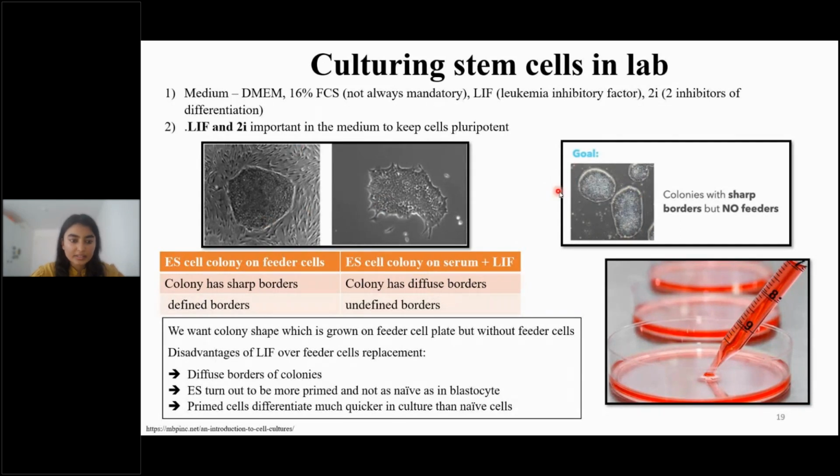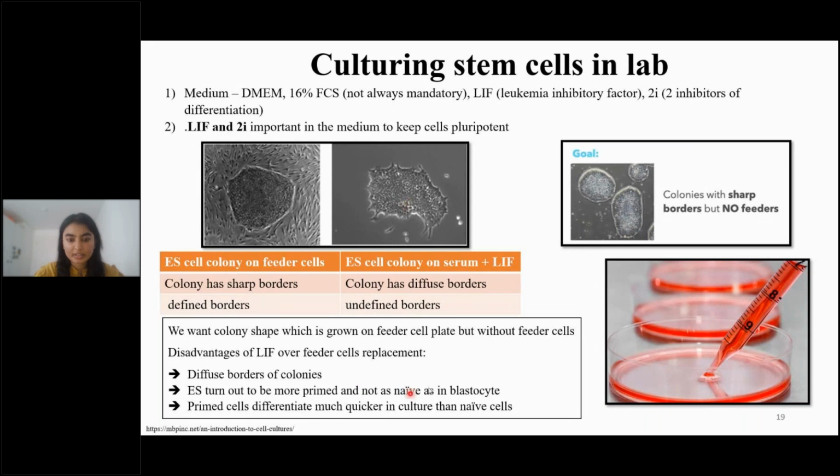So the thing is, if we add LIF, okay, the disadvantage of LIF over feeder cell replacement is that it will diffuse the border of colonies. Then the embryonic stem cells turn out to be more primed. So when I take the inner cell mass into the plate, okay, these cells will be very plastic. They'll form whatever you want them to form. But if the stem cells are not maintained properly in the plate in the lab, then the cells will turn into very rigid structures.